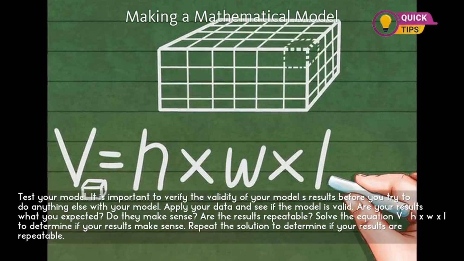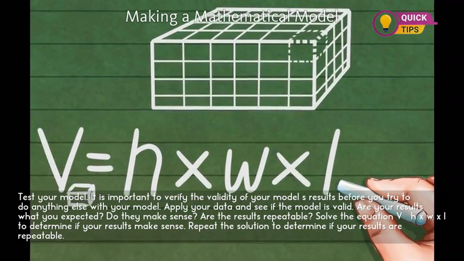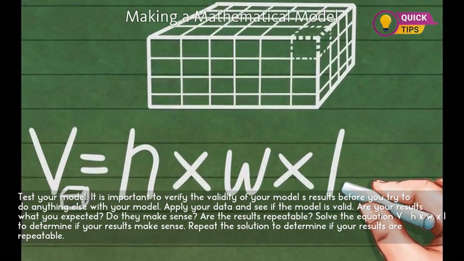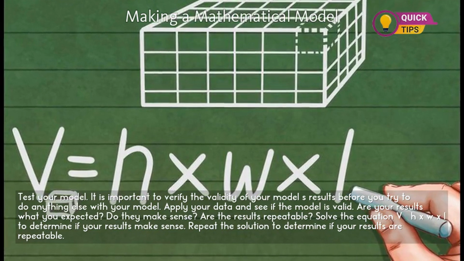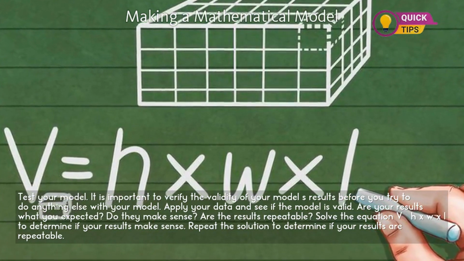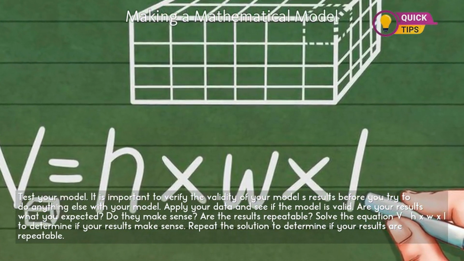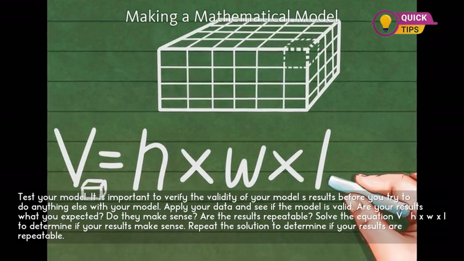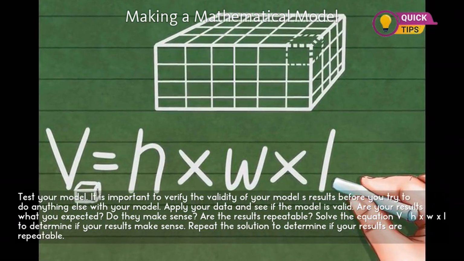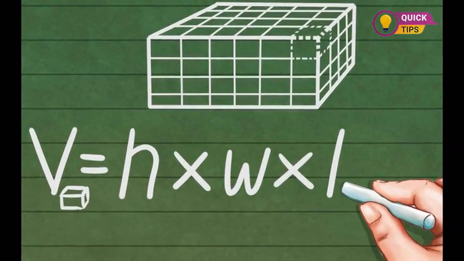It is important to verify the validity of your model's results before you try to do anything else with your model. Apply your data and see if the model is valid. Are your results what you expected? Do they make sense? Are the results repeatable? Solve the equation V = H × W × L to determine if your results make sense. Repeat the solution to determine if your results are repeatable.